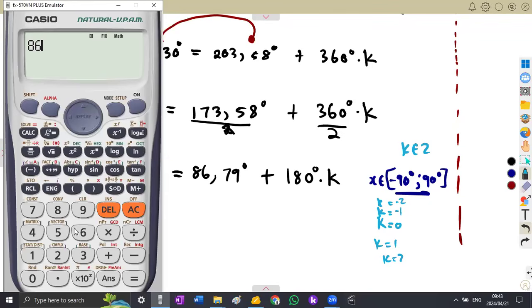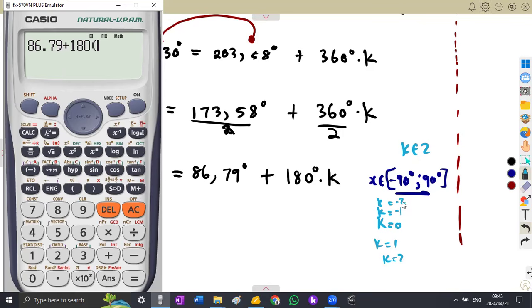This is 86. Just put this on your calculator: 79 plus 180 degrees, open a bracket like this. This bracket is representing k. These are the integers that you're going to substitute. So if you are someone who is not used to numbers, we are different as we look into the numbers.